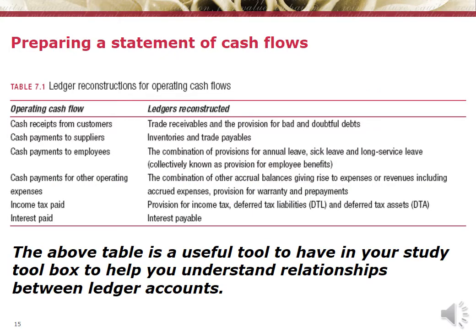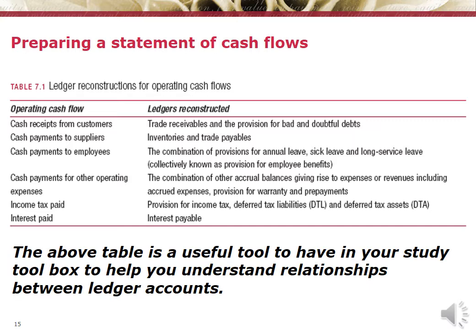So preparing a statement of cash flows. First item on the list would be the cash flows from operating activities we need to consider. And here we have a useful table that you can use to help understand the relationship between the ledger accounts for operating activities. And we've got listed here cash receipts from customers. That would be the first account you reconstruct, and that consists of trade receivables and the provision for bad or doubtful debts. If there is doubtful debts, you first need to figure out whether there's any bad debts written off, and then that needs to go within the trade receivables. That flows through to the trade receivables reconstruction.